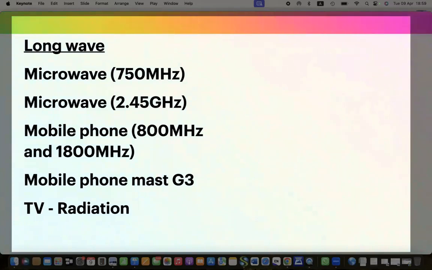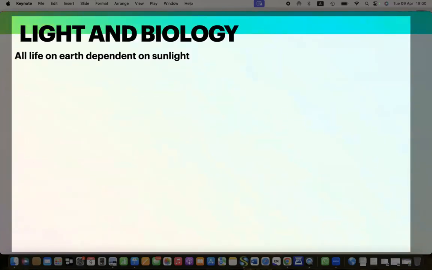And then we've got the long wave. This is on the other side of the visible spectrum. So there's different types of microwave, different frequency microwaves. We've got some different frequency of mobile phones. And then we've got mobile phone masts and TV radiation. Of these, I've found a bit on microwave. I think mobile phone is available, but it didn't come up on SHS for me.